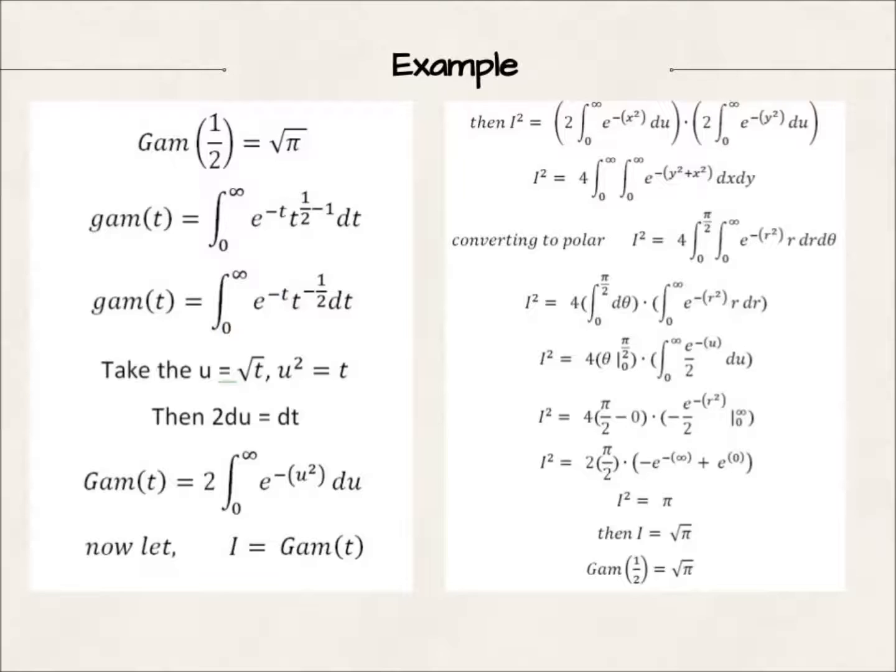which can now be seamlessly converted into polar coordinates, where I squared equals 4 times the integral from 0 to pi over 2 for theta, 0 to infinity for r, where x squared plus y squared equals r squared, and where dx dy becomes r dr d theta. Now, upon isolating variables, we can integrate each respective component, which gives us I squared equals pi upon simplification, and I equals root pi upon square rooting, or that gamma of 1/2 equals root pi.